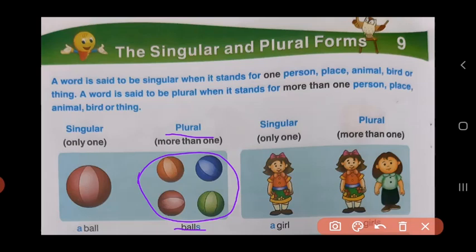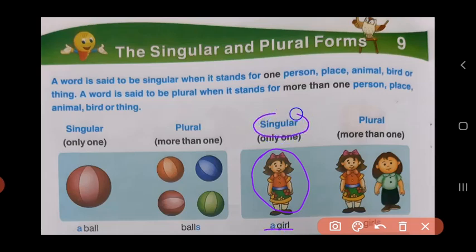Let's see another example. Here we have a picture of a single girl, only one girl. And because girl starts with G, which is a consonant, I write a girl. And it is singular form. But over here, I have two girls. So it is more than one, and that's why it is plural form. And girls, because S gets added to girl.